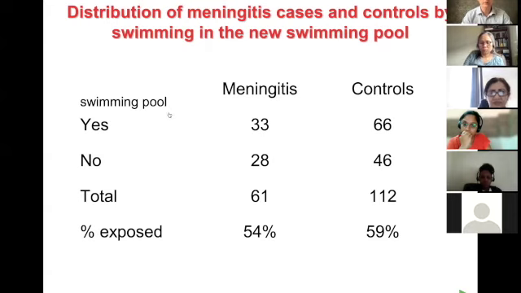recently opened and there was some flooding because of heavy rainfall. And so this was one of the other risk factors under investigation. Now, if we do the same again, look at the exposed among the cases, we see 54% were exposed, and among the controls, how many went to the swimming pool? 59%. Do you think the swimming pool is likely to be the cause of this outbreak?